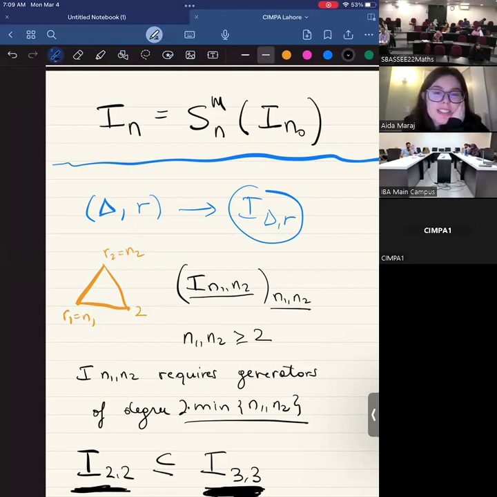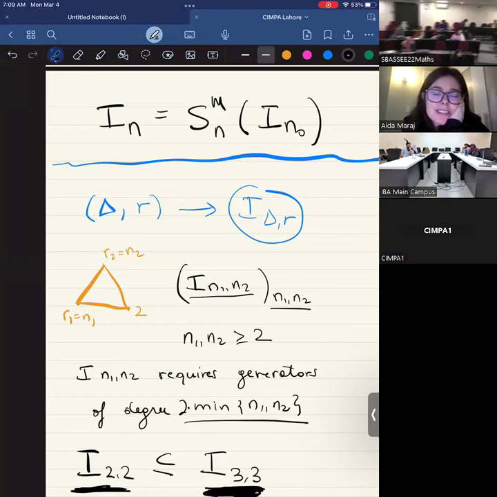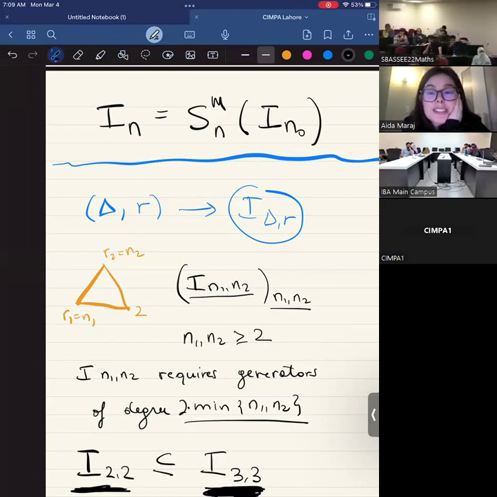Your question was, is this more difficult? Is it a straightforward generalization? For non-reductive groups, we have the same result, but it's not a straightforward generalization like that. I would definitely not say so.